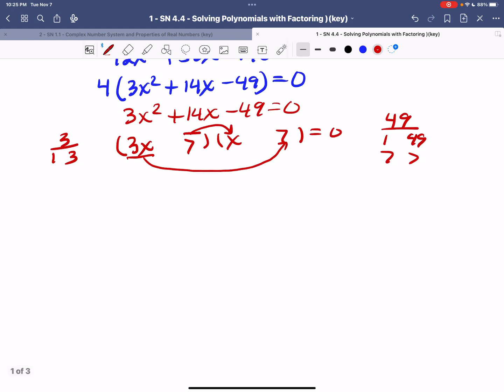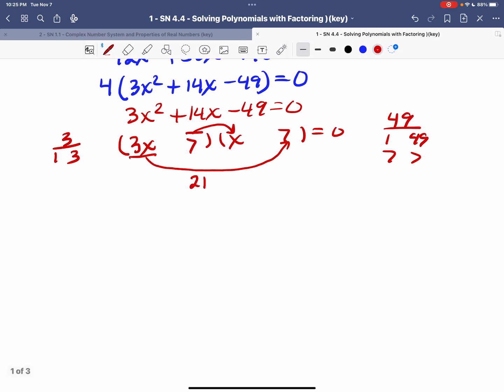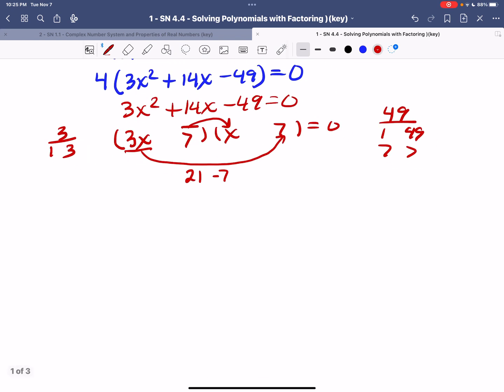So the outside, 3 times 7, is going to give me 21. The inside, 7 times 1, is going to give me 7. Can I get to 14 from 21 and 7? And I can. If I subtract 7, I'll get 14. So I need my 7 to be negative. Okay, where did that 7 come from? Did that come from the outer 3 times 7, or did that come from the inner 7 times 1? It came from the inner, so I need to make the inner 7 negative, the outer 7 positive. So there's my factors, 3x minus 7 and x plus 7.